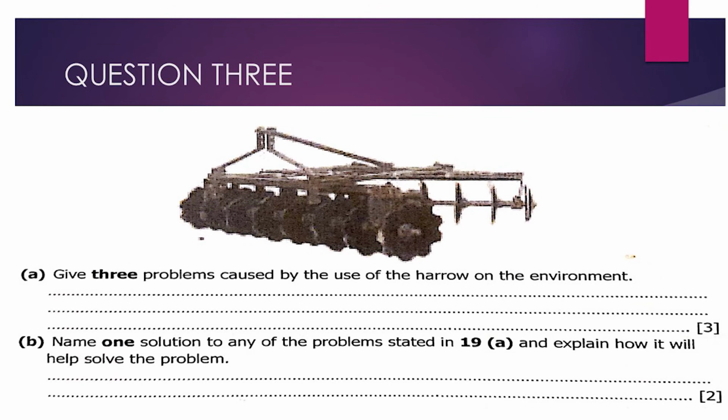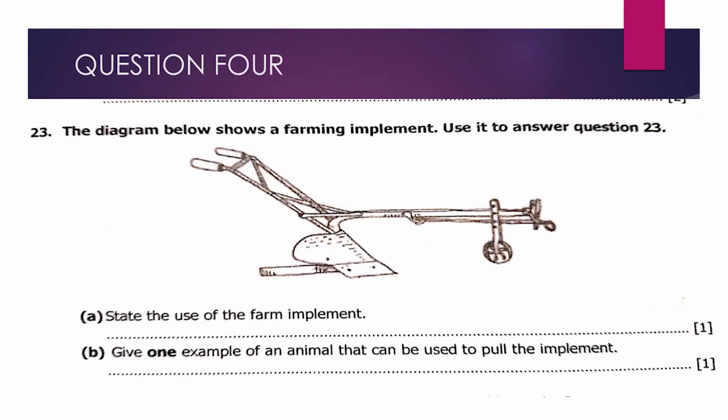Our next question being question 4. The diagram below shows a farming implement. It will be of much help if you are able to first identify the implement. The implement is a plow. The question reads, state the use of the farm implement. I hope you remember we met this question earlier. The use of this farm implement is to turn over the soil, and also it is used for loosening the soil.